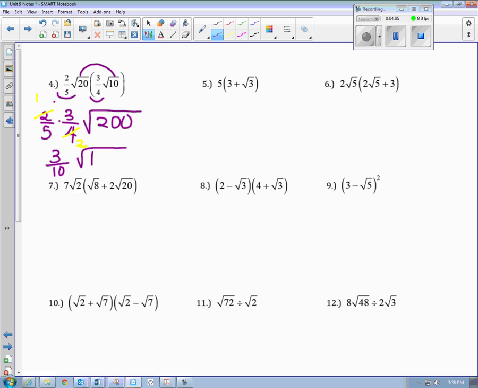I'm going to turn that into 100 in the first radical and 2 in the second, which will end up giving me 3/10 times 10, or 10 over 1, radical 2. So the square root of 100 is 10. And then I can cancel out the 10s. 10 divided by 10 is 1, and my final answer becomes 3 radical 2.